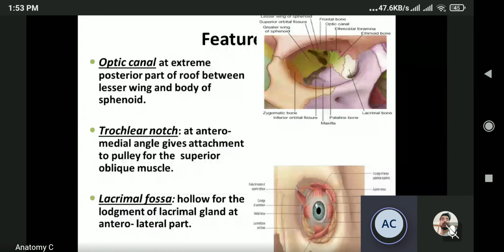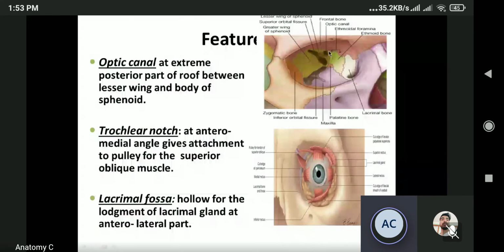Now, what are the features present in the roof? This one is the optic canal, at the extreme posterior part of the roof between the lesser wing and body. The body is behind this, so you can see from here. And the trochlear fossa, you can see at the anteromedial angle, gives the attachment for the pulley for the superior oblique muscle. You can see here, this is the superior oblique muscle and it forms the trochlear pulley.